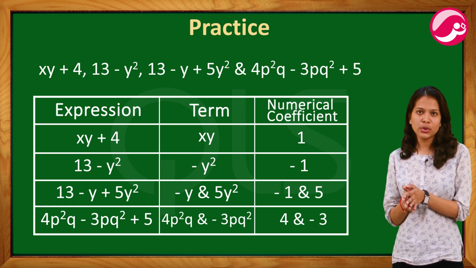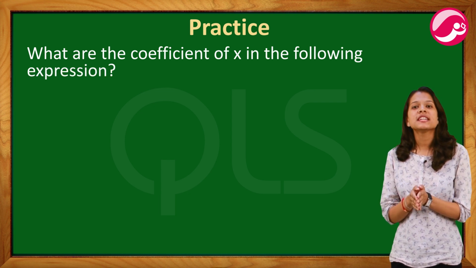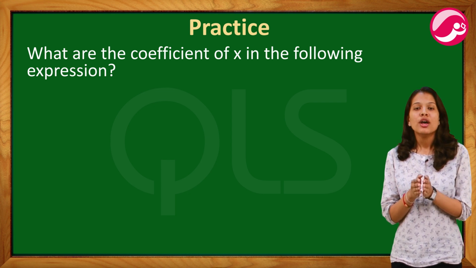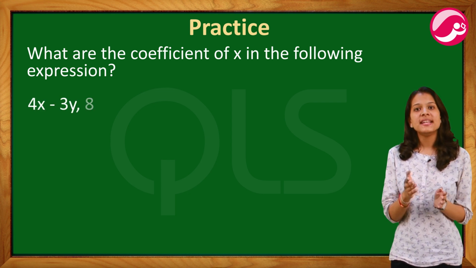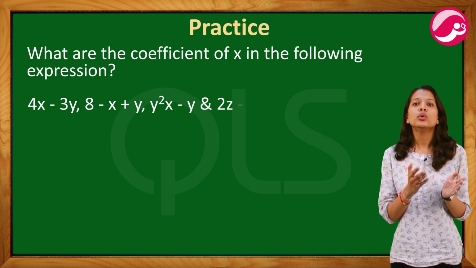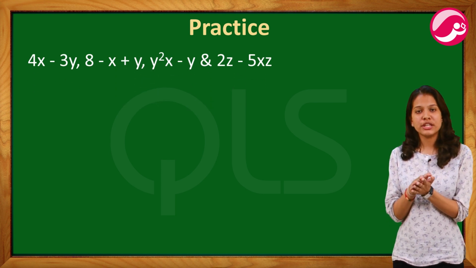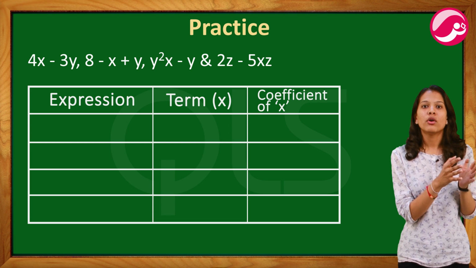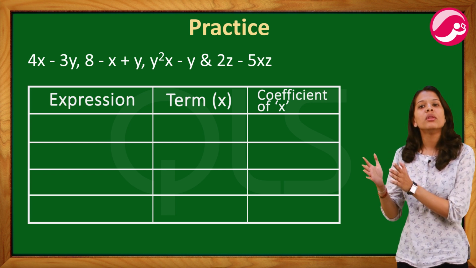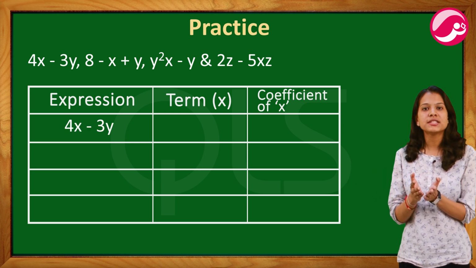Now let's move on to the second question. What are the coefficients of x in the following expressions? So in this question we just have to find the coefficient of x. The expressions are 4x - 3y, 8 - x + y, y²x - y and 2z - 5xz. Now like the previous question, we'll make 3 columns in this too. First column will be for expressions, second column will be for term with factor x, third column will be coefficient of x. The first expression we've got here is 4x - 3y.